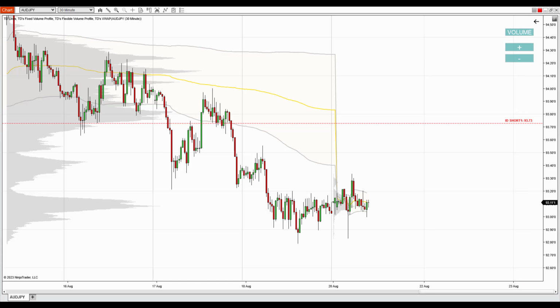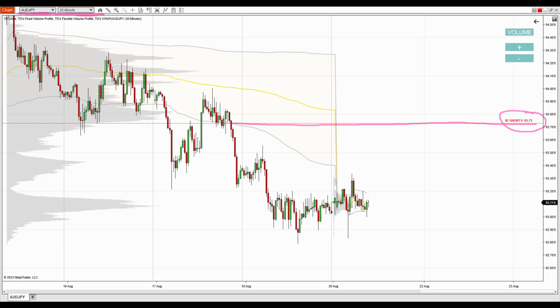What you see before you is NinjaTrader 8 platform with my custom-made volume profile and VWAP indicators. Currently, you are looking at Australian dollar, Japanese yen, 30-minute time frame. And what I want to talk about is this newly formed resistance, which is at 93.73.